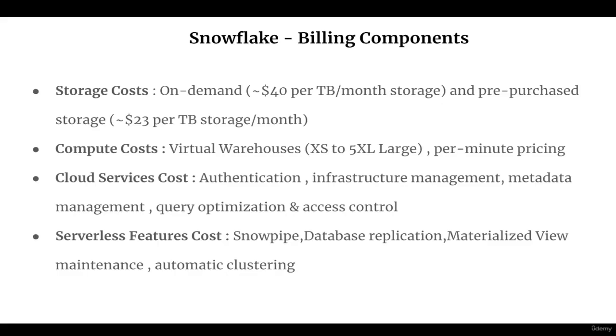Now, when it comes to the billing components, the first one is your storage cost. You have two types of storage here. One is on demand, which is the default type, which is going to cost you roughly $40 per TB per month. This is $40 per terabyte of compressed storage. Keep that in mind. Snowflake compresses the data by default. You do not have to worry about it. So that's the on-demand one. And the pre-purchased storage is $23 per terabyte of compressed storage per month.